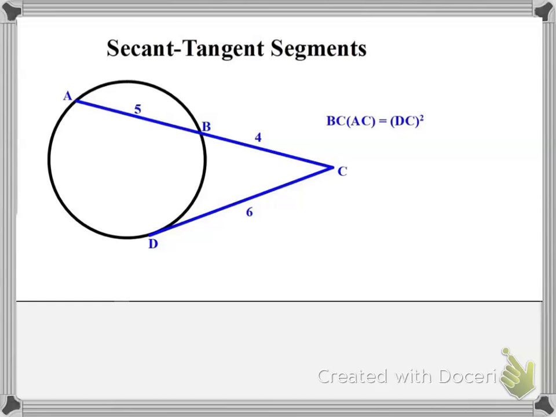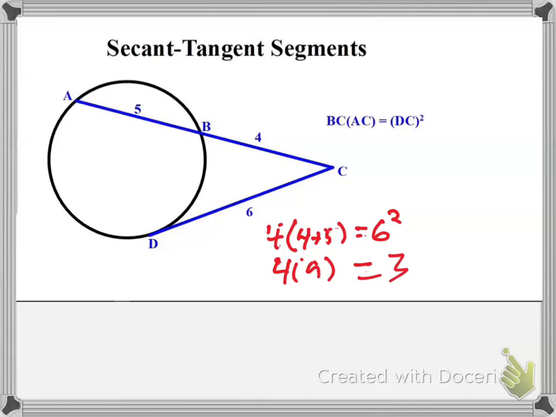So again, with some numbers, BC is 4, AC is 4 plus 5, and this is equal to DC, which is 6 squared. If you'll notice, BC is the stuff that's outside, and AC is the whole thing. So you have outside times the whole thing equals DC squared. And DC is what's outside and DC is also the whole thing. So it's still outside times whole thing. It's just that in the case of a tangent, the outside is the whole thing, so it's times itself. So we have 4 times 9 equals 36. And yes, 4 times 9 equals 36.